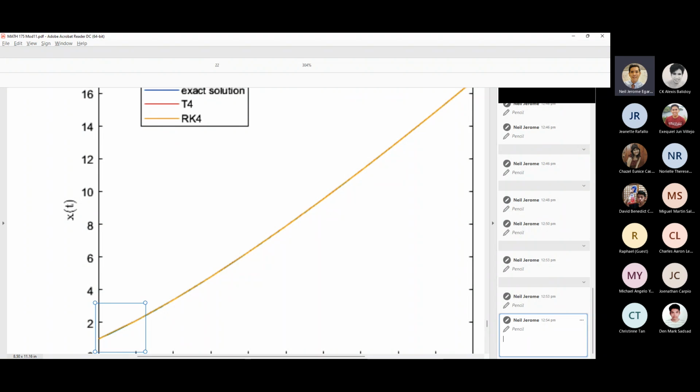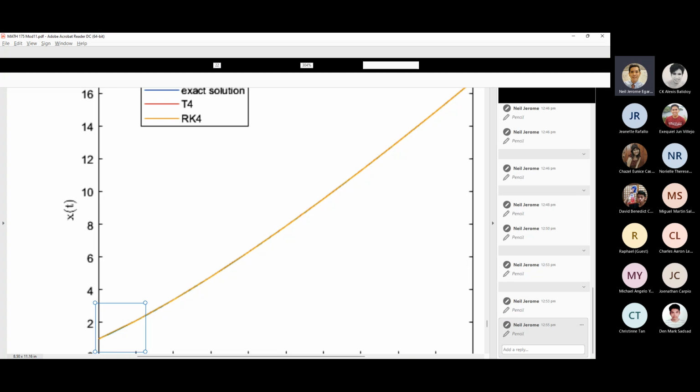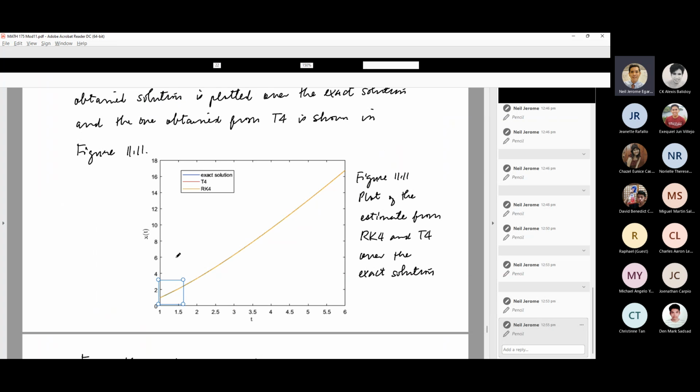Magagalit yung teacher ko ng grade 2. But anyway, that's the reason why you get green shades here. Nag-overlap. Blue at yellow. Thank you, Michael. Yeah, that makes sense. Blue and yellow. So nag-overlap yung exact solution at saka yung RK4. So halos nandun na sila. Okay? So pero makita nyo almost identical na yung tatlong graphs.